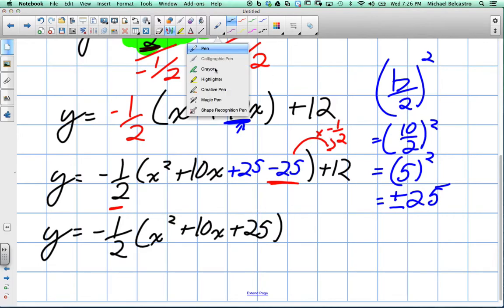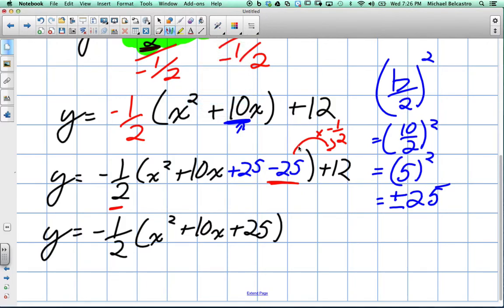And remember, multiplying by negative 1/2 is the same as dividing by 2. And it's a negative divided by a negative, so we know it's going to be a positive term. And half of 25 is, I think, 12.5. So 12.5 in this case. And then we still have the plus 12. So that negative 25 became positive 12.5 on the outside. Is that okay? Okay, great.